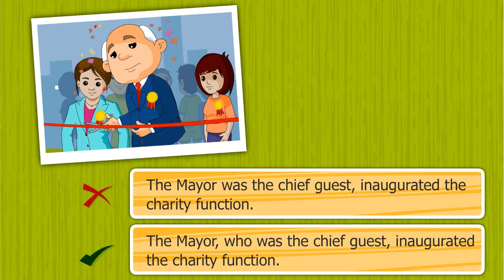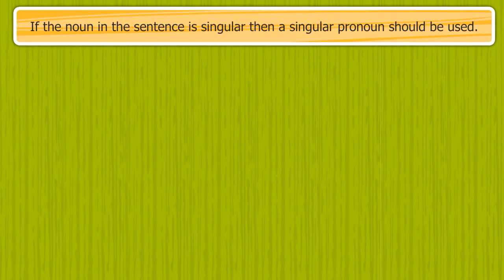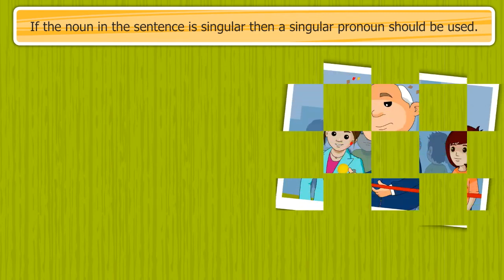Obviously, the second sentence. In subject-verb agreement, when pronouns like who, it, him, her, that, they, themselves, or their are the subject of a verb in a sentence, then the pronoun becomes singular or plural according to the noun. The noun is written in front of the pronoun in the sentence. Therefore, if the noun in the sentence is singular, then a singular pronoun should be used.